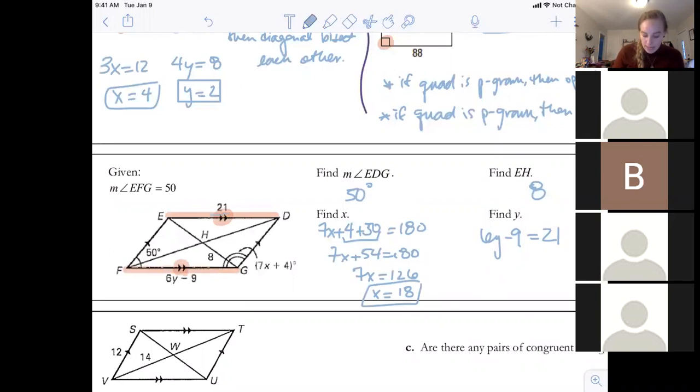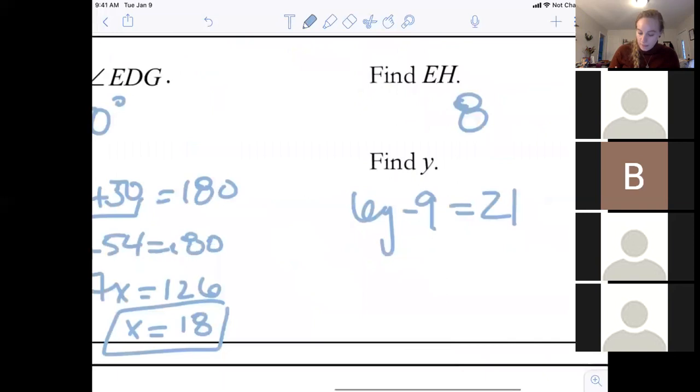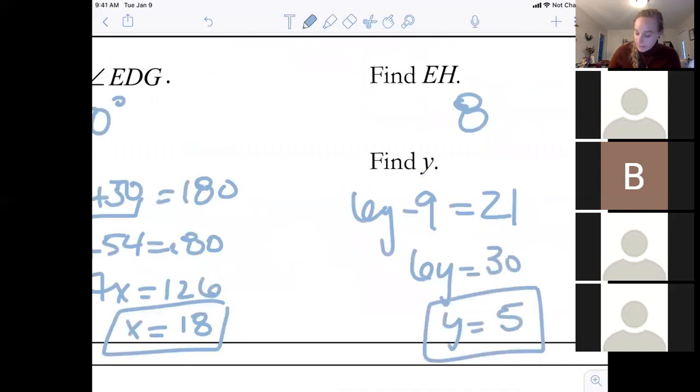So opposite sides are congruent in a parallelogram. So Jeanette knew we could just set them equal to each other. That's what I was looking for. So opposite sides are congruent. Add 9 to both sides, divide by 6.